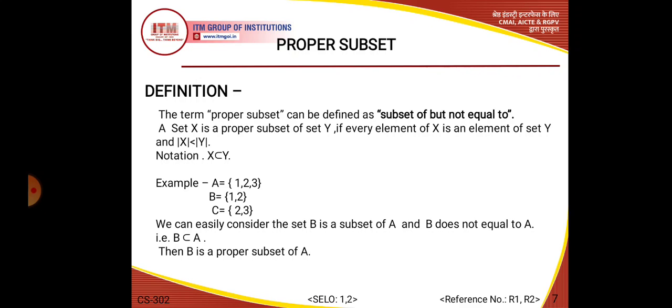Now come to example. A, B, C. We are having 3 sets and all are non-empty. In set A, 3 elements are there, 1, 2 and 3. Similarly, set B having 2 elements, 1 and 2, and C having 2 and 3. Now, we can easily consider the set B is a subset of A and B does not equal A.